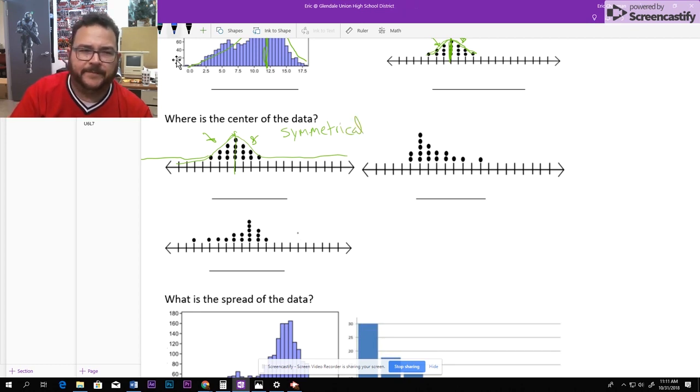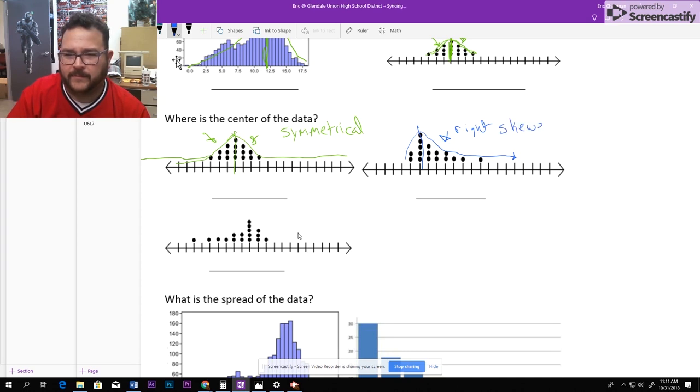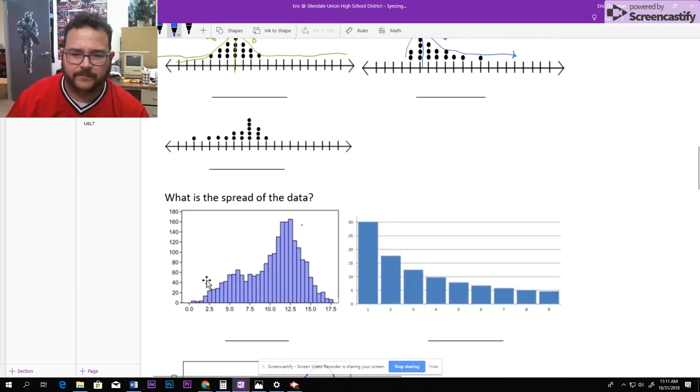And we look at this one. We're going to draw our shape above all of our data points. And there's our center. Our tail is on the right, so we get a right skew. All right, and then this last one. We're going to look, and here we go. Draw a line down the middle. Our longer tail is on the left, so this is left skewed.